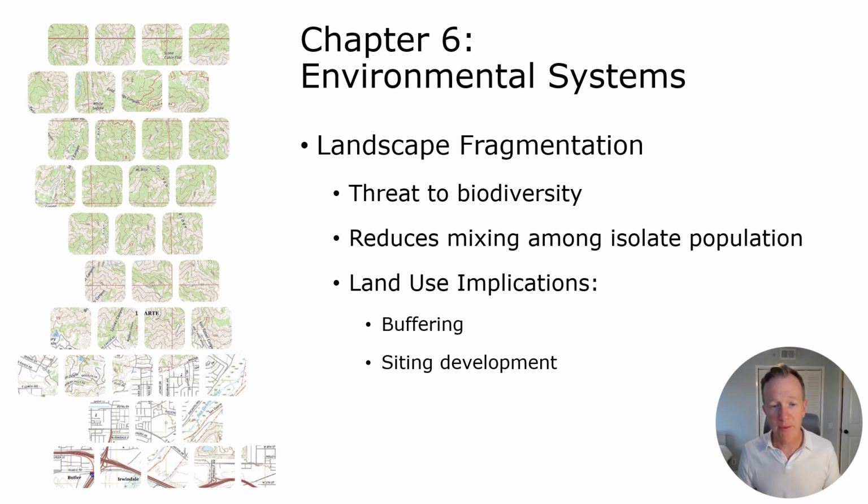So landscape fragmentation also reduces the mixing of isolated populations. And on the next slide, I'm going to show you a project that impacts that. So when we're looking at landscape fragmentation, one of the things we want to do is make sure we're buffering new uses from areas that have important landscape features, plants or plant communities, habitats, and then also wildlife habitats.